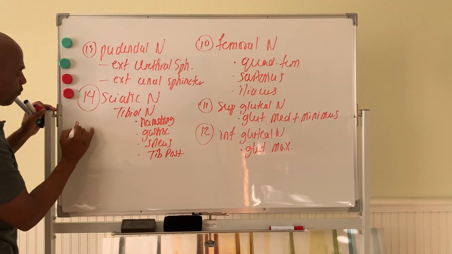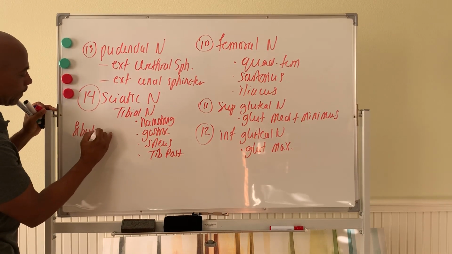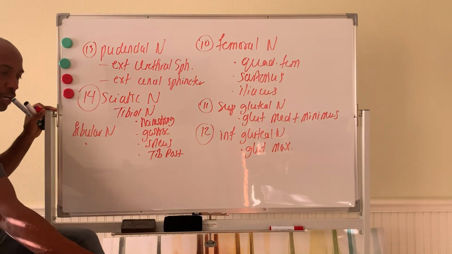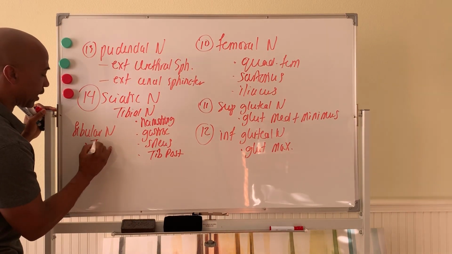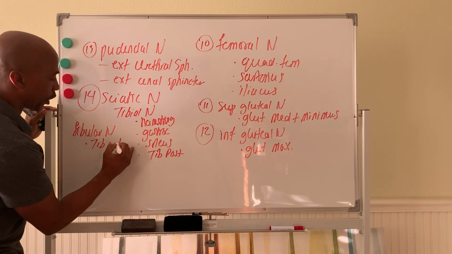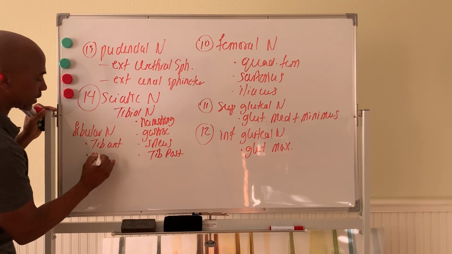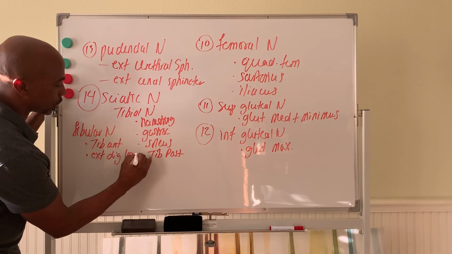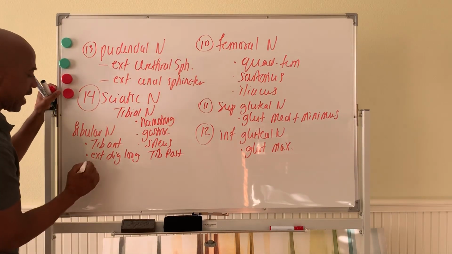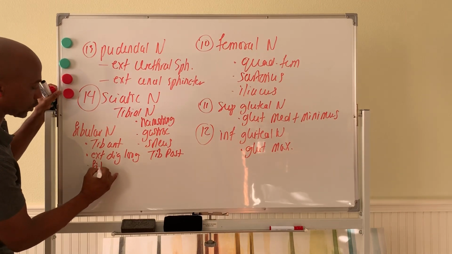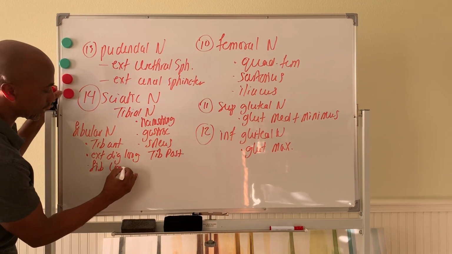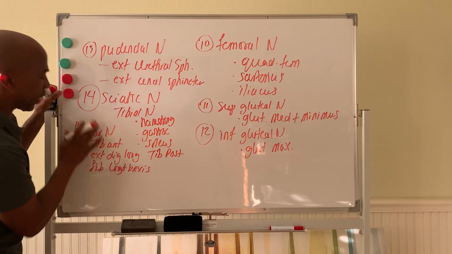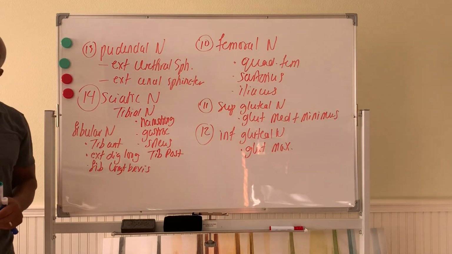And then another branch of this nerve is called your fibular nerve. Okay, that nerve controls your anterior leg muscles. So things like your tibialis anterior there, your extensor digitorum longus muscles for the toes, as well as your fibularis muscles, fibularis longus and brevis muscles. Okay, controlled by the fibular nerve. Okay, we'll pause there.